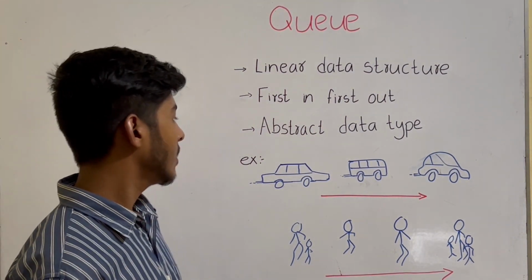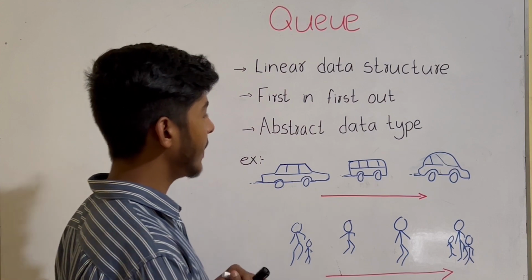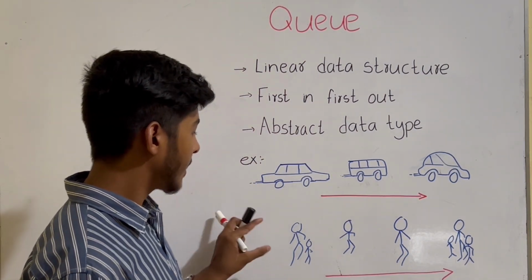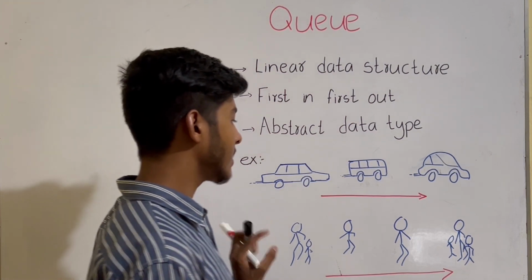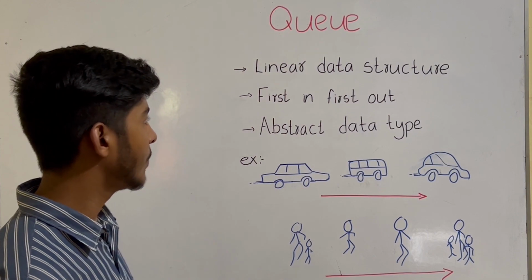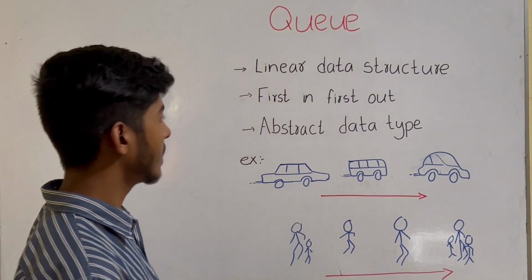For example, a queue of cars in a single lane, or a queue of people waiting at a food counter, can be taken as examples for first in, first out.